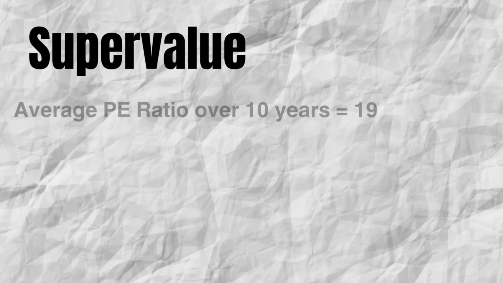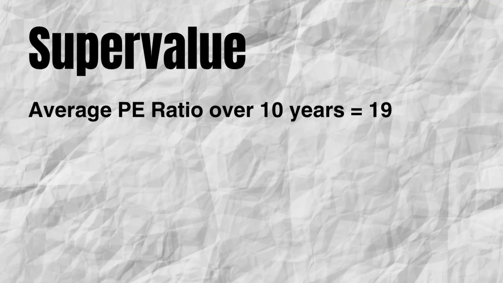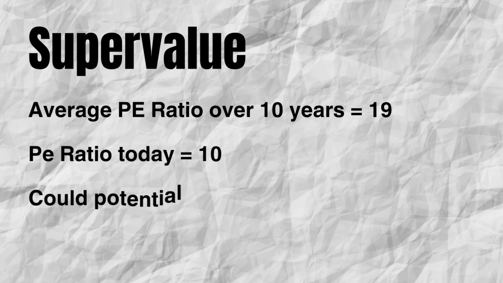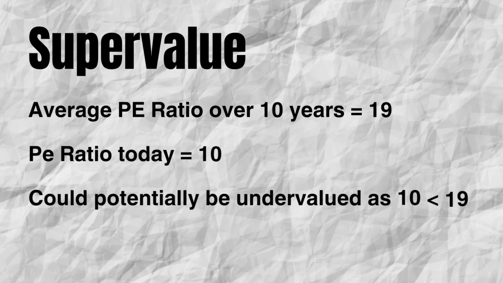Now, this method requires taking the average PE ratio over a period of time and comparing it to the current PE ratio today. So if we were to carry on using our existing example, SuperValu, if SuperValu had an average PE ratio of 19 over a 10-year period, and their current PE ratio trading today is 10, this would suggest that SuperValu is potentially undervalued, as the current PE ratio today is trading below its 10-year average PE ratio.